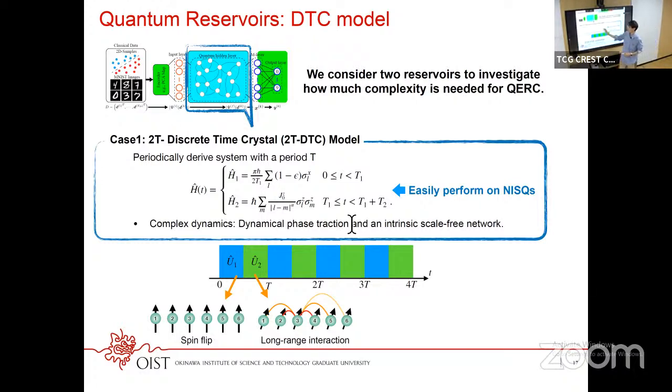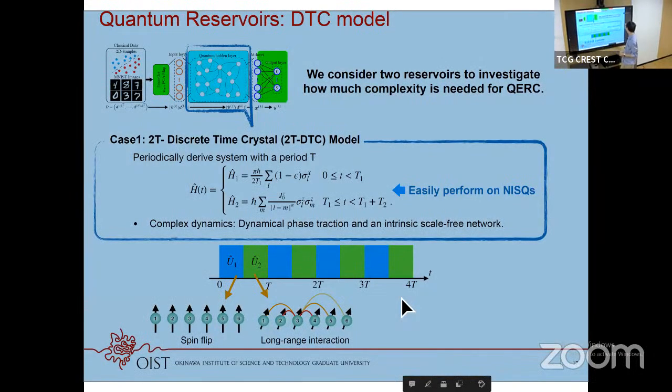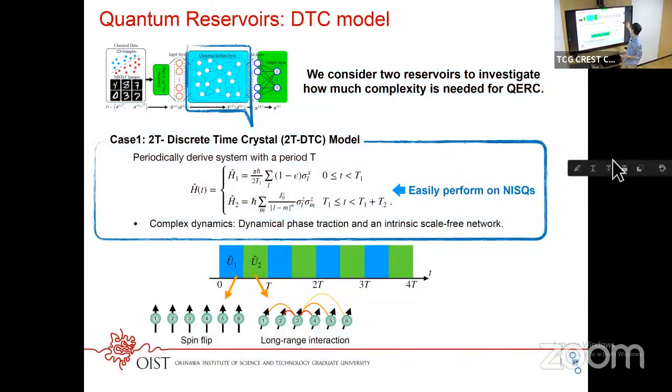So this is a time periodic system, and this is the Hamiltonian of the discrete time crystal, and it has two parts. The first Hamiltonian represents a flip of spins, the spin flip with error. And the second part represents the many-body interaction between qubits. And here I'm assuming that the interaction length is long range.